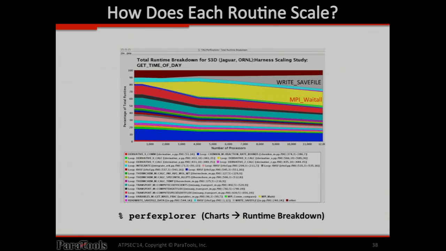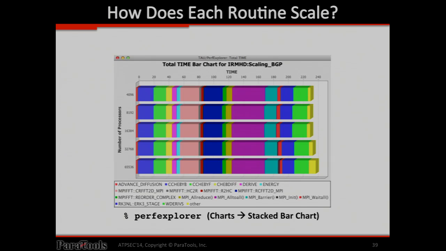Now, since it is a percentage, how do you see the absolute time? Maybe this is not a problem. Maybe our time is dropping off significantly, so I don't care how much time is spent here. Well, you can look at a stacked bar chart view of the same data, which gives you the absolute value in time. So what we see here is that from about 4K cores to 65K cores, at 65K cores, I'm actually slower. And this has been due to the effect of routines inside the application.